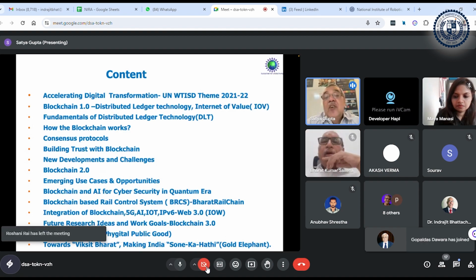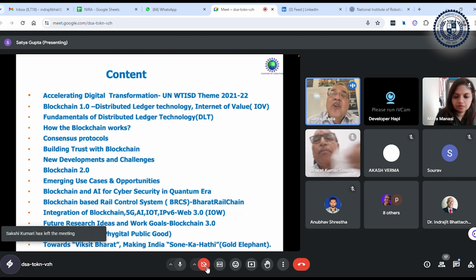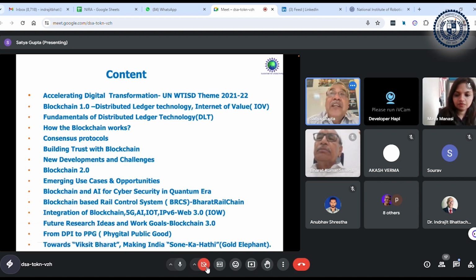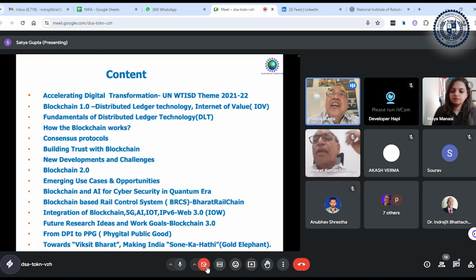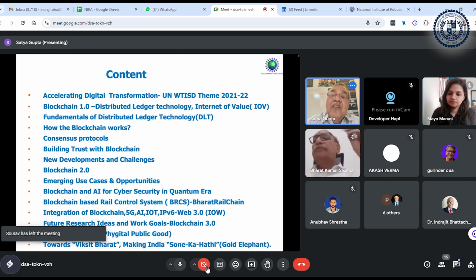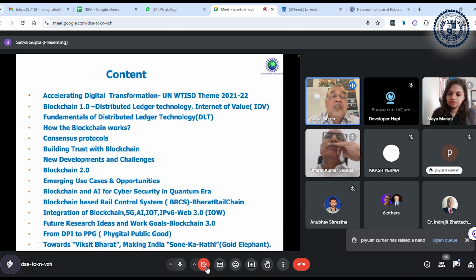And during this, one thing you have to become very clear about, without doubt, is the difference between blockchain and Bitcoin. Actually, Bitcoin is well known, blockchain is not that much known. 90% of the people who know about Bitcoin think blockchain is Bitcoin. And that difference has to come out very well. Actually, both are different. Then how the blockchain works, what the different protocols are, how you build trust with blockchain, what the salient features are, and what the new developments, challenges, and also some of the use cases are.